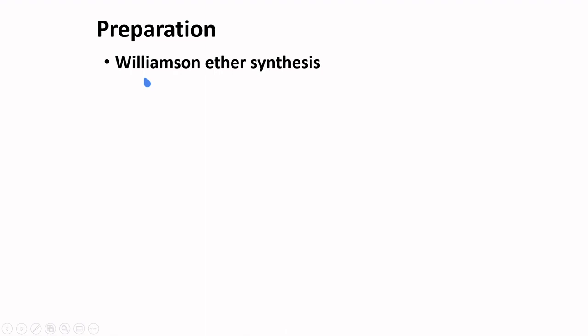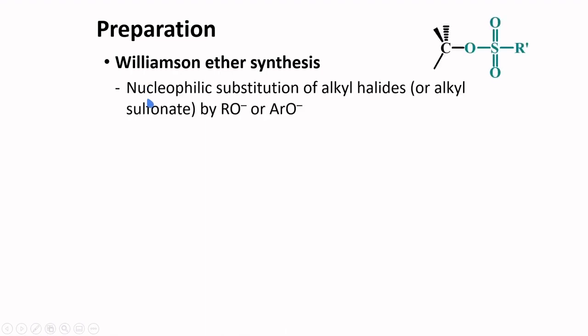A very important and useful method for the preparation of ethers is called Williamson ether synthesis. It involves nucleophilic substitution of alkyl halides or alkyl sulfonates by alkoxides and aryl oxides. Alkyl sulfonates, shown here as a general structure, are also very good substrates for this reaction because the sulfonate group here is a very good leaving group. The preparation of alkyl sulfonates is beyond our course, but it is commonly employed in organic synthesis.